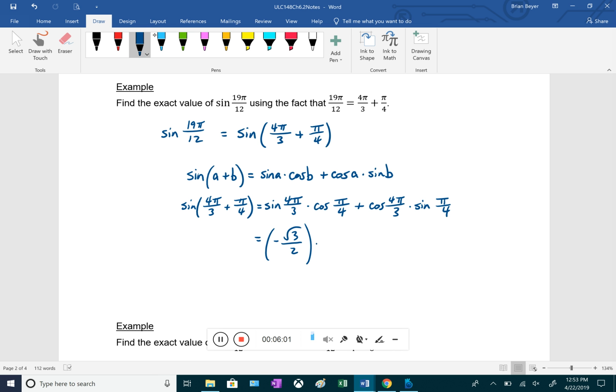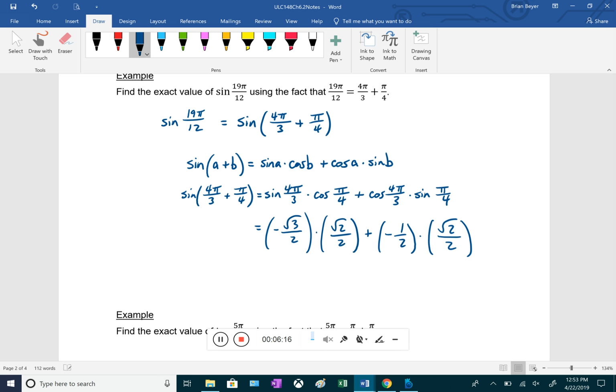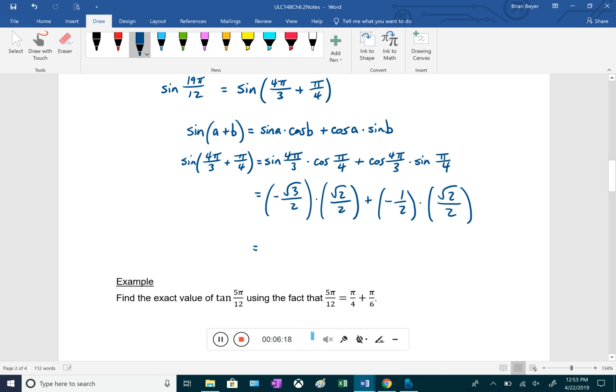And cosine of pi over 4, that's on the table, that's radical 2 over 2. Cosine of 4 pi over 3 using a reference angle is negative 1/2. And sine of pi over 4 on the table, that's radical 2 over 2. Okay, so simplifying this, I'll just skip to the answer for simplifying this now.